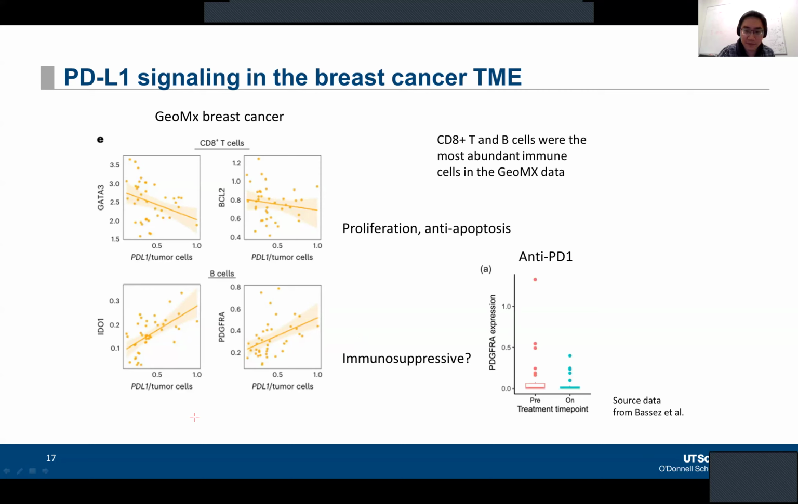There's a lot less data and a lot fewer existing studies when it comes to B cells in tumor. IDO1, there's some recent results that suggest it could play an immunosuppressive role when expressed in B cells. PDGFRA, there's basically nothing in the literature, but we did find in the other single cell data that we have that with the immune checkpoint treatment, PDGFRA B cells seem to go down. So this supports our results that there is some sort of interaction between these two things.